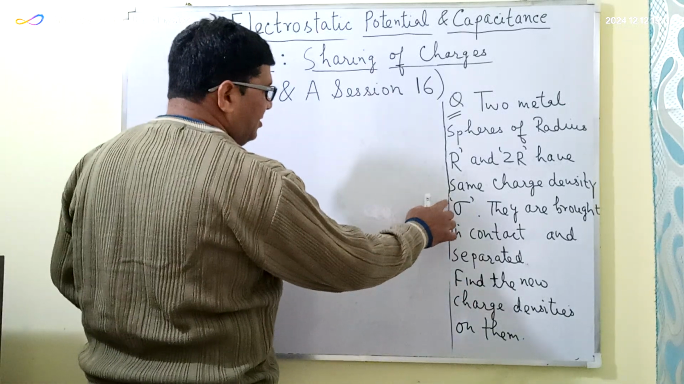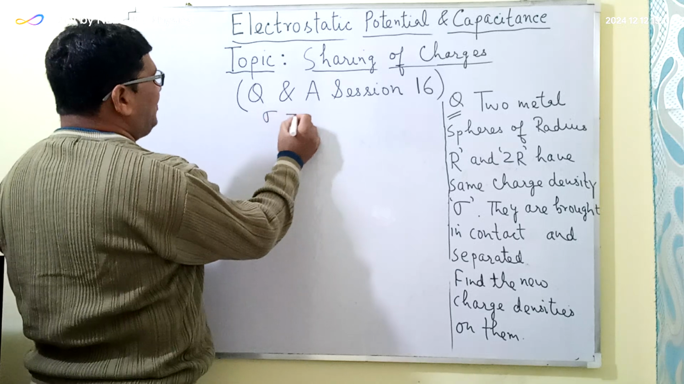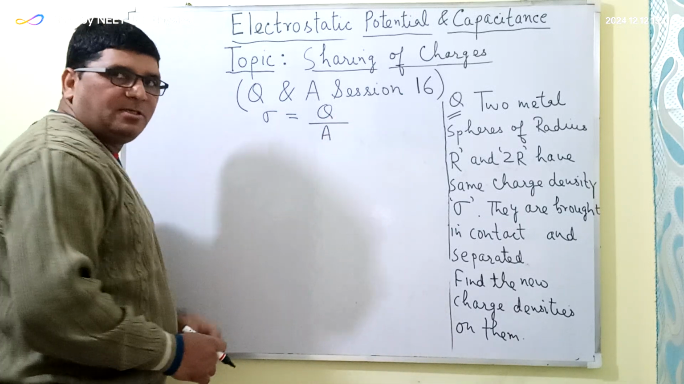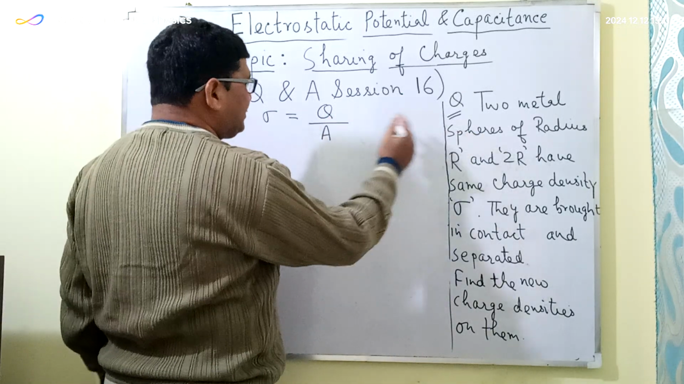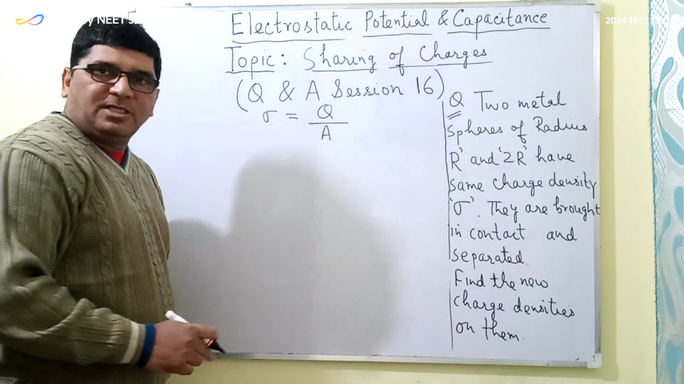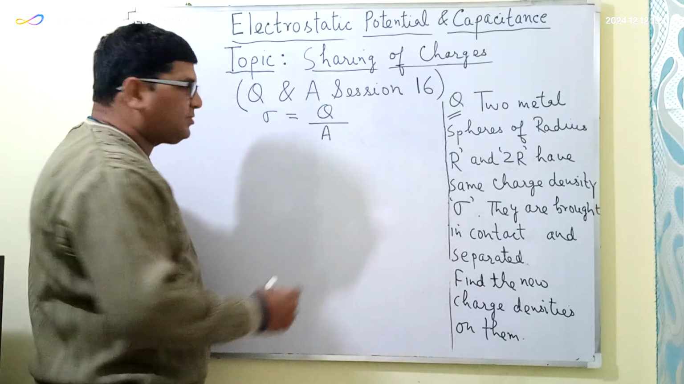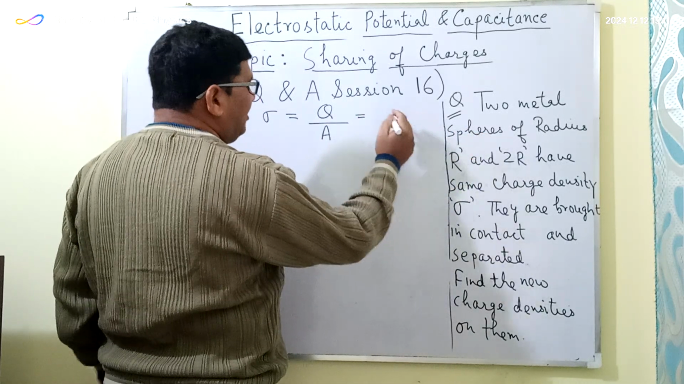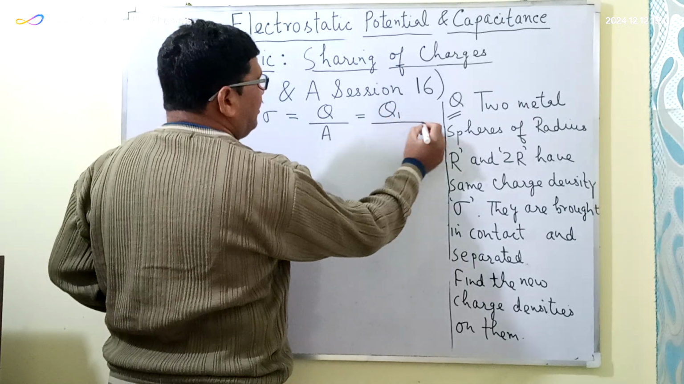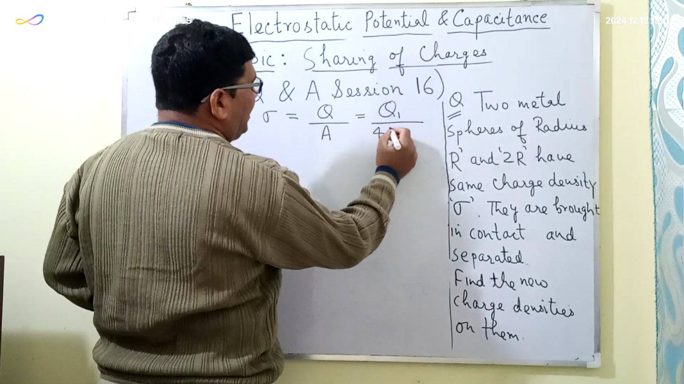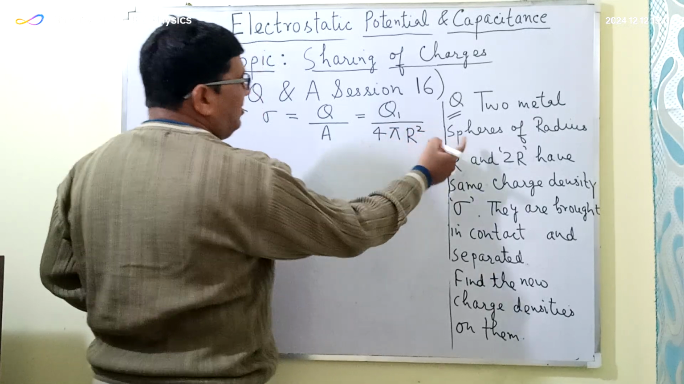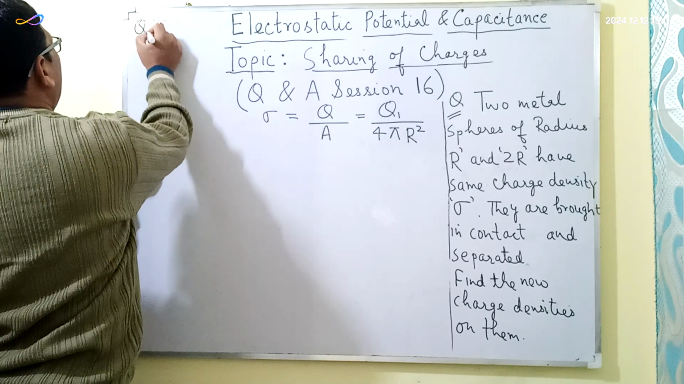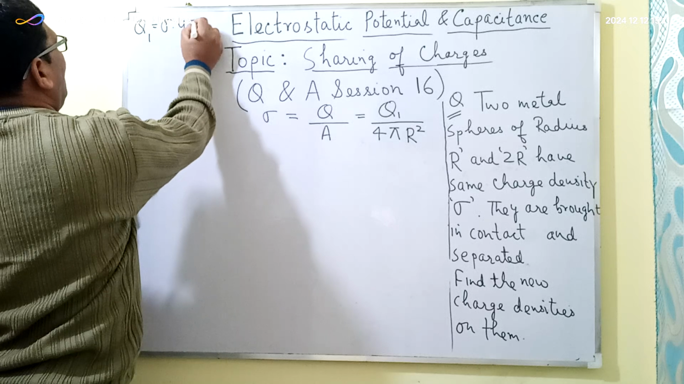So we know that the surface charge density is equal to Q divided by A, where Q is the total charge residing on the surface of the sphere in this case, divided by the surface area. The surface area of the sphere is equal to 4 pi r square. So if the total charge residing on the sphere of radius r is Q1, then sigma will be equal to Q1 divided by 4 pi r square, where r is the radius of the sphere. So from this equation, I'm getting Q1 is equal to sigma into 4 pi r square.